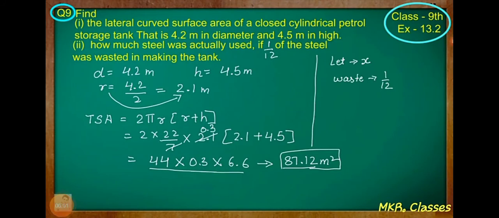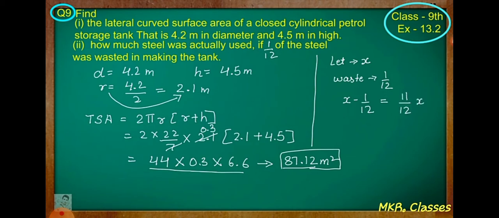Okay, boys. Now the next question, question number 9, is: find the lateral curved surface area of the closed cylinder petrol tank that is 4.2 meter in diameter and 4.5 meter high. First question is to find the curved surface area, and second is the actual steel used if 1 by 12 of the steel is waste. So first of all, we have to find CSA.